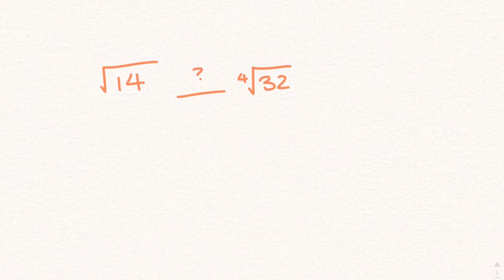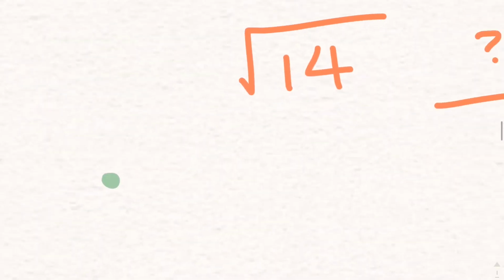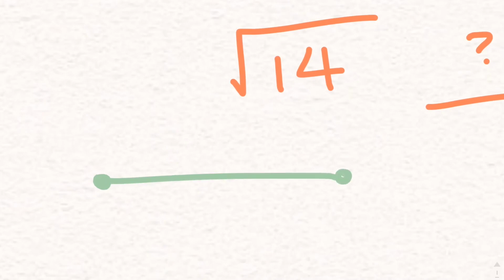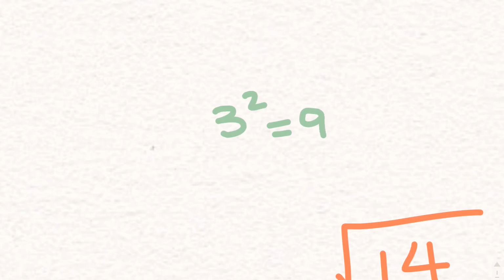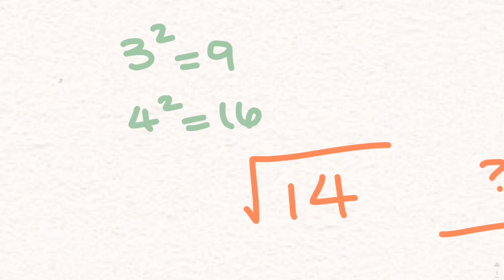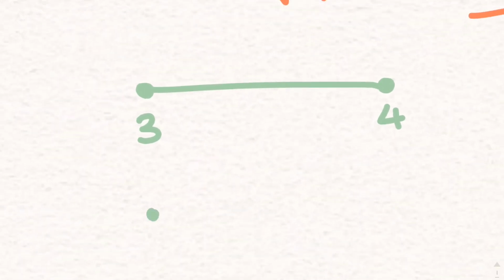All right, so we're going to approach this just like we did with the other problems. So first, we're going to approximate the square root of 14. I think that's going to be between 3 and 4. So let's just check. 3 squared is 9, and 4 squared is 16. And 14 is between those two numbers. So we know that the square root of 14 is going to be between 3 and 4.